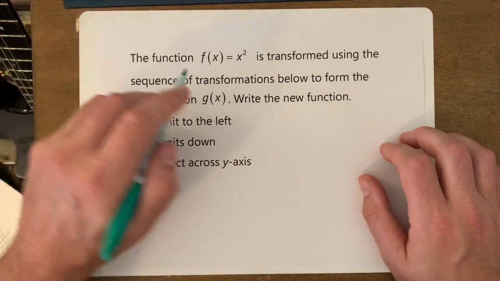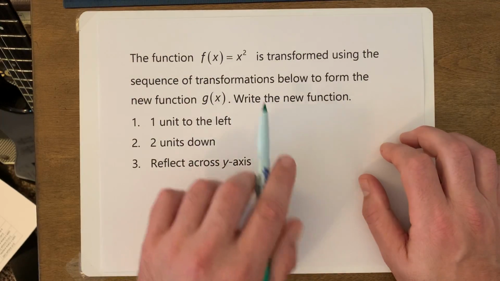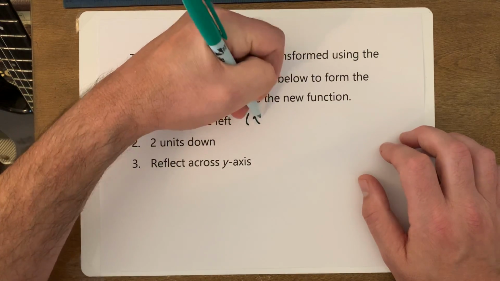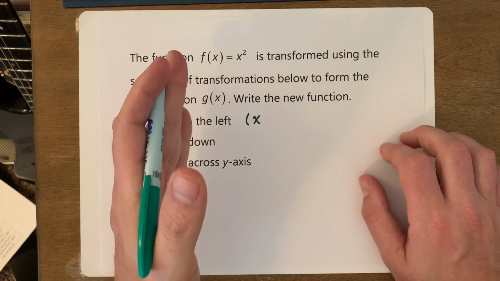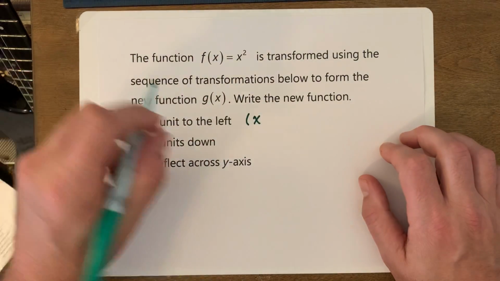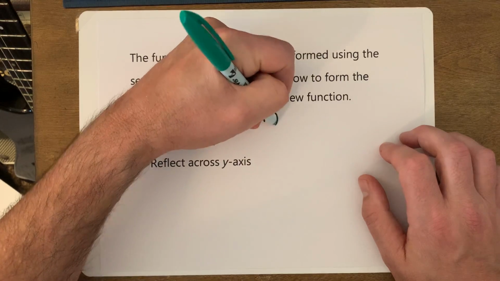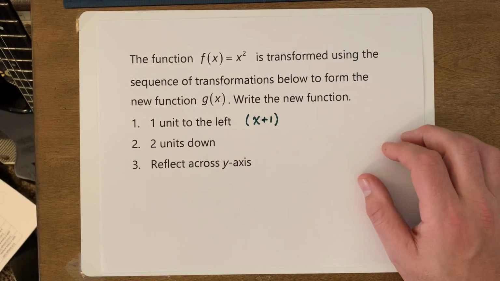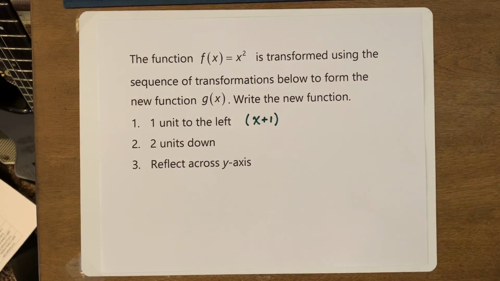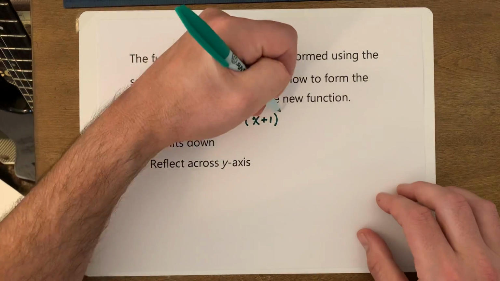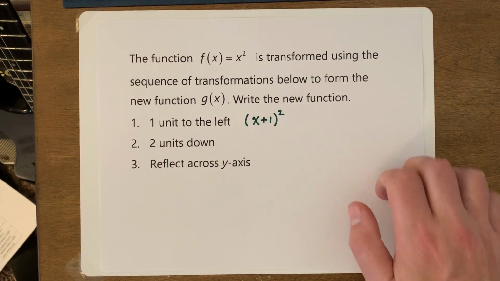So let's move this 1 unit to the left. We're going to take the x squared, and we don't have parentheses around the x, so we have to make them. When we move to the left, we remember that it's not subtraction, it's addition to the x. So we're going to add 1 inside the parentheses, just like our instructions said on our notes and our graphic organizers that we used in the other videos. So (x plus 1) squared, and that should do it for 1 unit to the left.